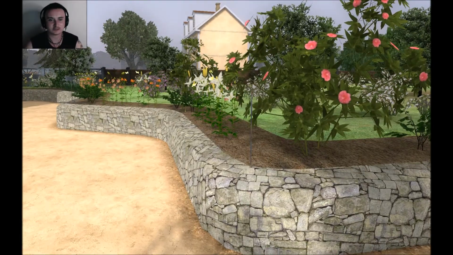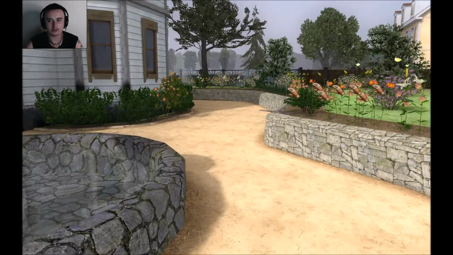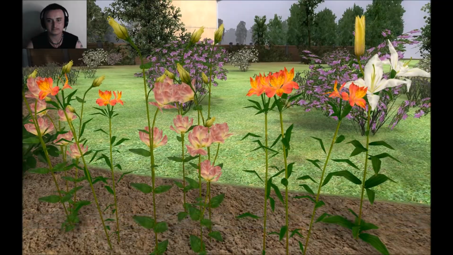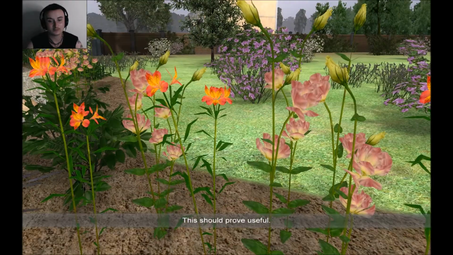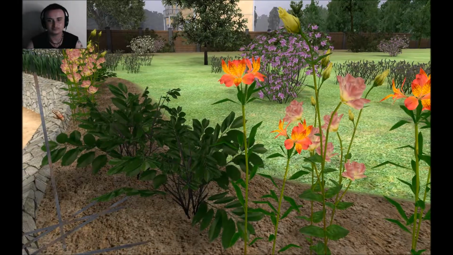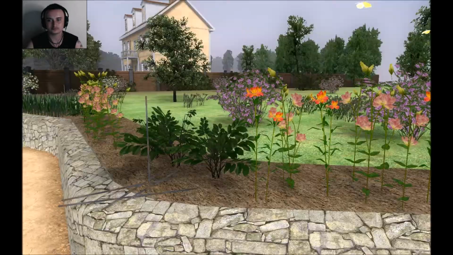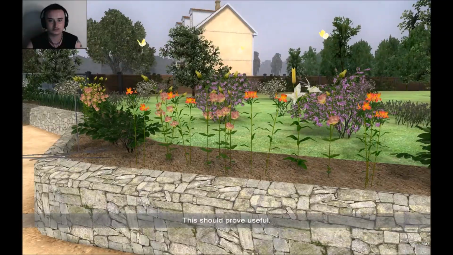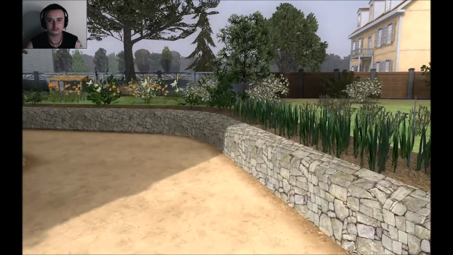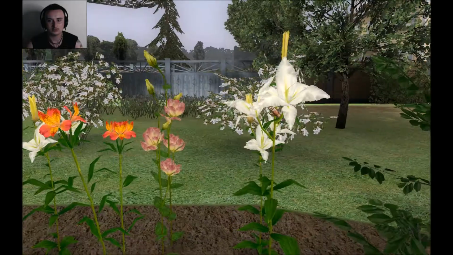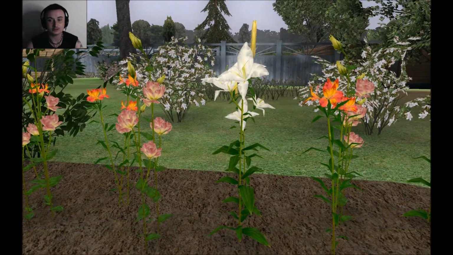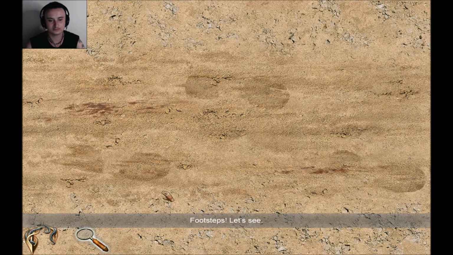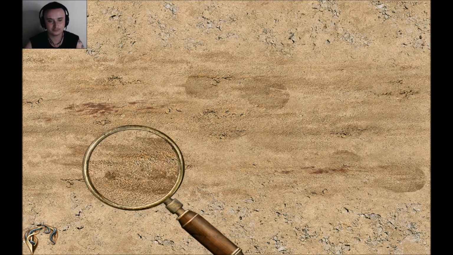There's still some to be seen around the courtyard. There's a bunch of flowers here we can pick. This should prove useful. Yes. Oh, one over here. This should prove useful. Yes. Footsteps. Let's see. Here we go.